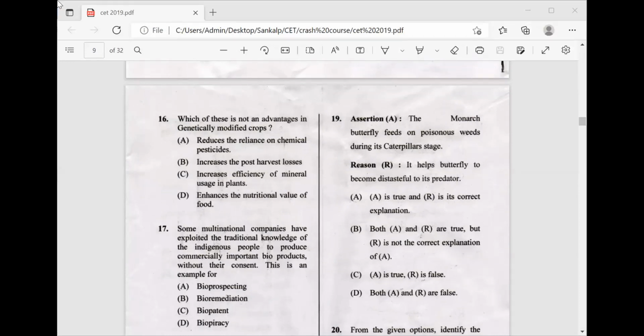Janvi answered as option B. Vanikesh answered as option B. Tasmia answered as option A. Kirtana answered as option B.